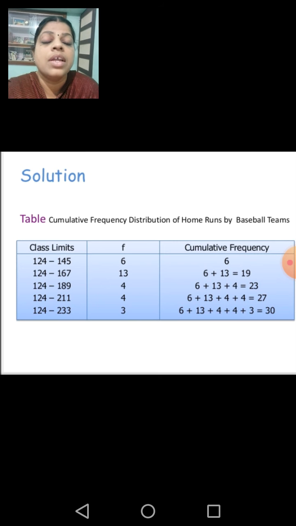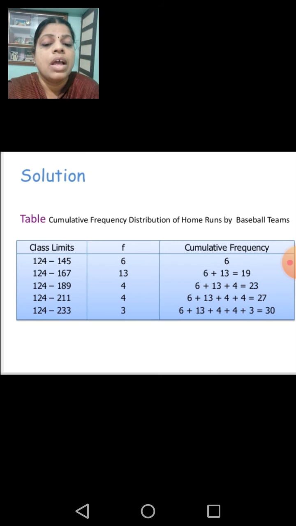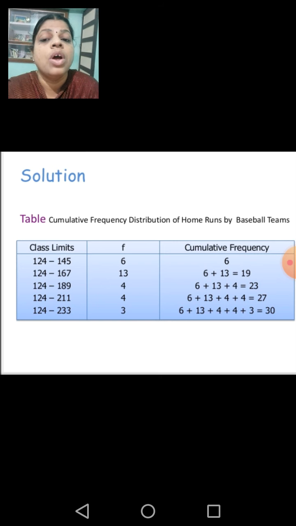So this is the manner in which we have to form a cumulative frequency distribution table, and this will be very helpful for the graphical representation of this data. And in our forthcoming modules, I will include all the graphical representations and the different curves that come under this.